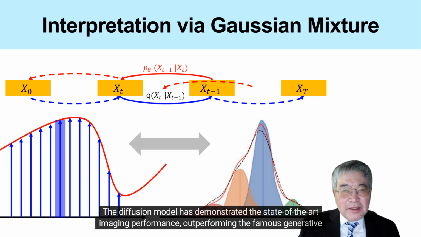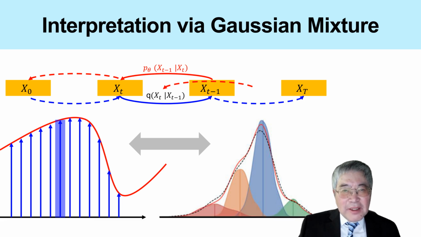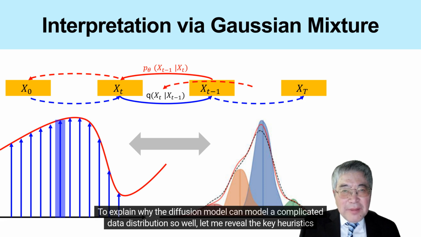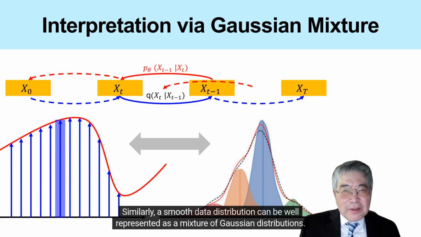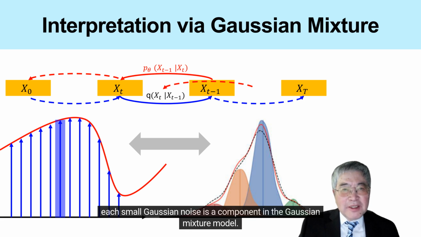The diffusion model has demonstrated state-of-the-art imaging performance, outperforming the famous generative adversarial network in many tasks. To explain why the diffusion model can model a complicated data distribution so well, let me reveal the key heuristics on this slide. As we know, a continuous function can be well approximated as a piecewise linear function or a sequence of impulse functions. Similarly, a smooth data distribution can be well represented as a mixture of Gaussian distributions. In the training process of the diffusion model, we are essentially learning this Gaussian mixture where each small Gaussian noise is a component in the Gaussian mixture model.